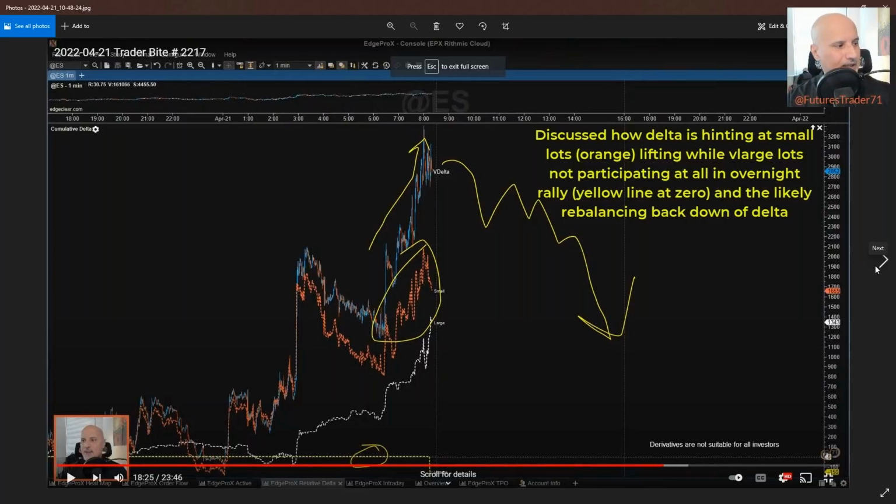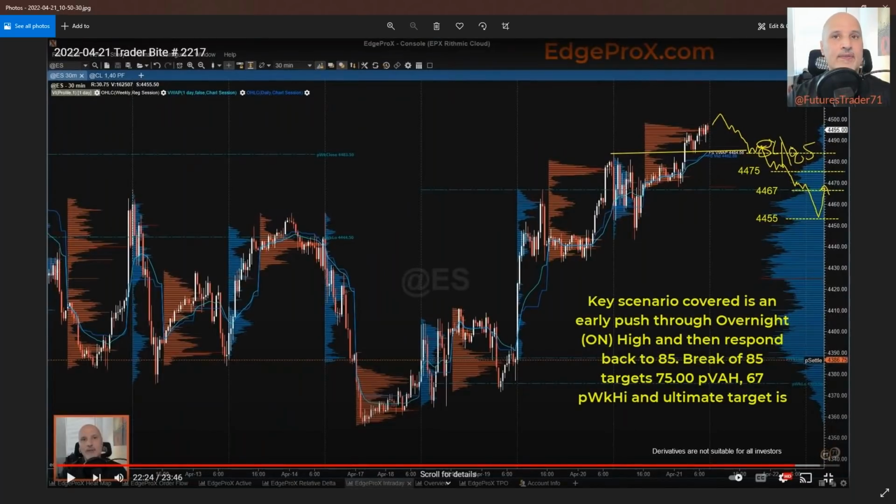And we talked about how the delta is acting overnight, how there's no participation by the higher time frame, and I discussed how I expect the cumulative delta to get back to zero, and therefore drag prices down with it. And then I went into what the key plan is. The key plan is it's likely to push the overnight high, and it's likely to go and test the 84.85.